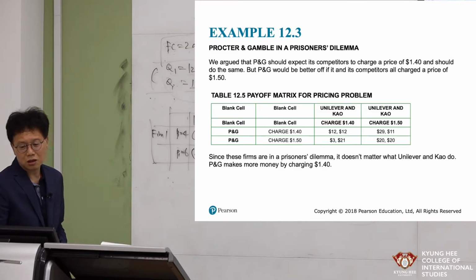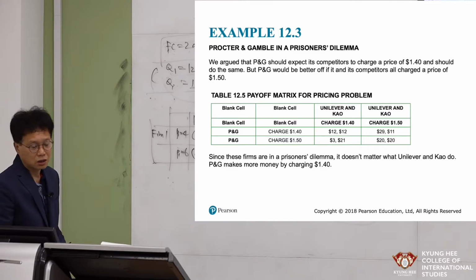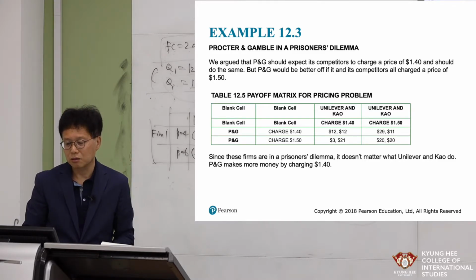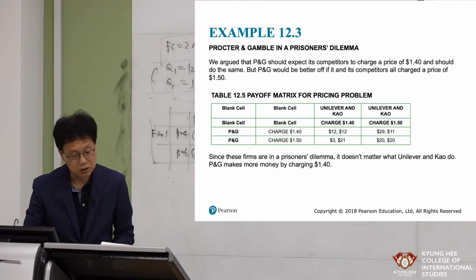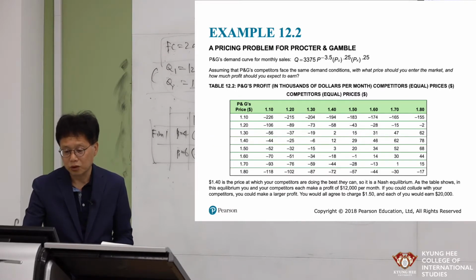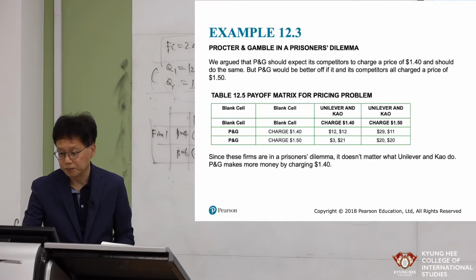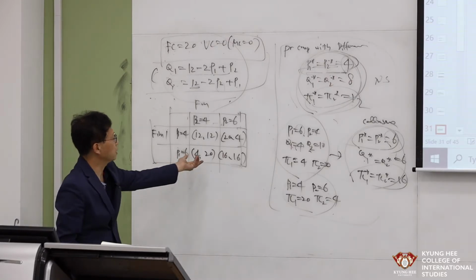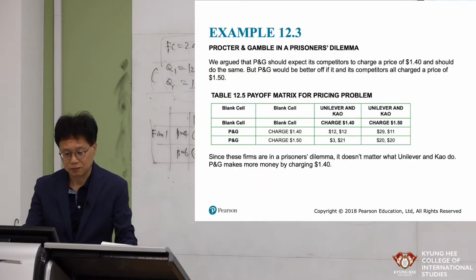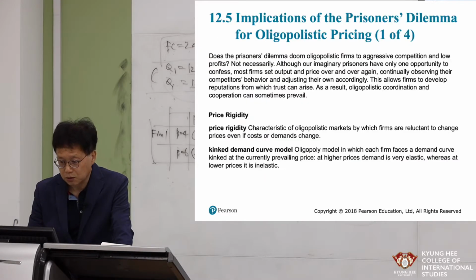So in our earlier example, example 12.2, that was slide number 27, I think, right? Using this one, we can construct example 12.3's payoff matrix, right? And that is table 12.5. Okay, so the same thing happened actually, like this. Okay, now we go to slide number 32.